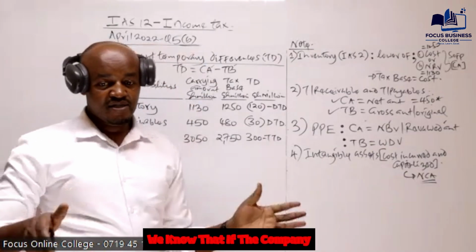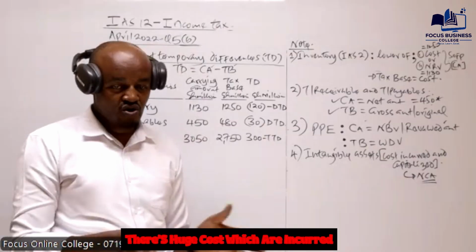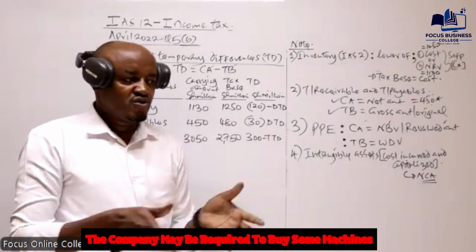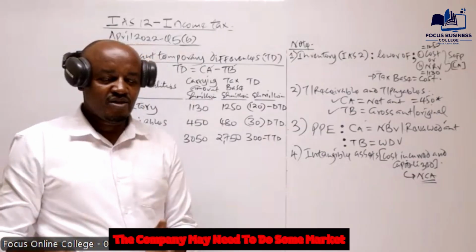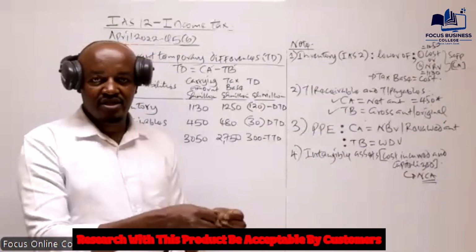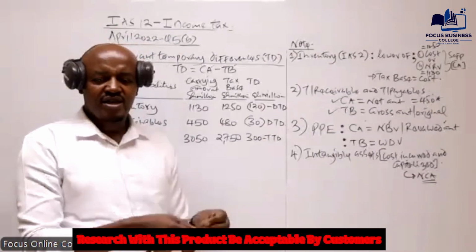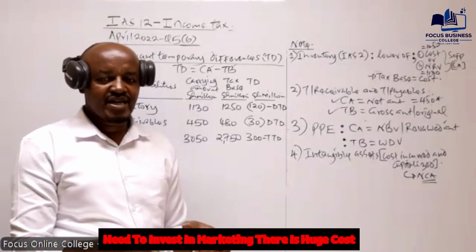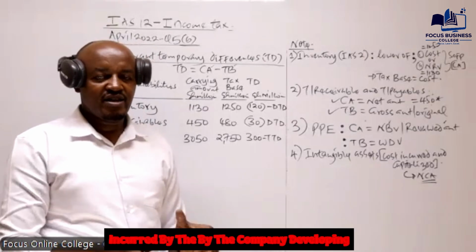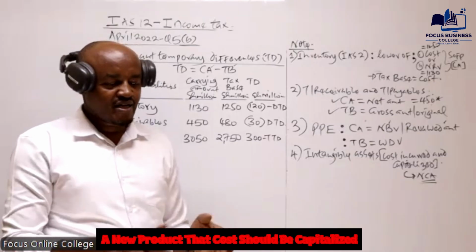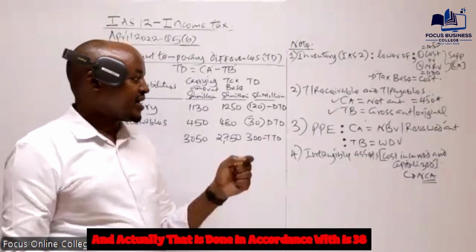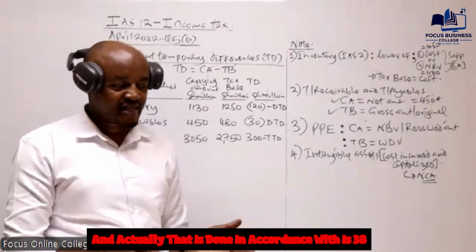We know that if the company is developing a new product, there are huge costs which are incurred. The company may be required to buy some machines. The company may need to do some market research: will this product be acceptable to customers? The company needs to invest in marketing. There is huge cost incurred by the company developing a new product. That cost should be capitalized, and actually that is done in accordance with IAS 38.